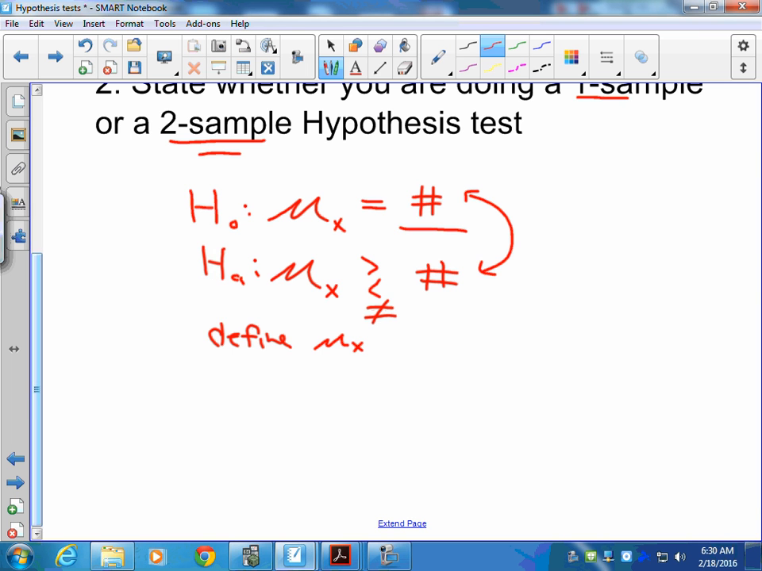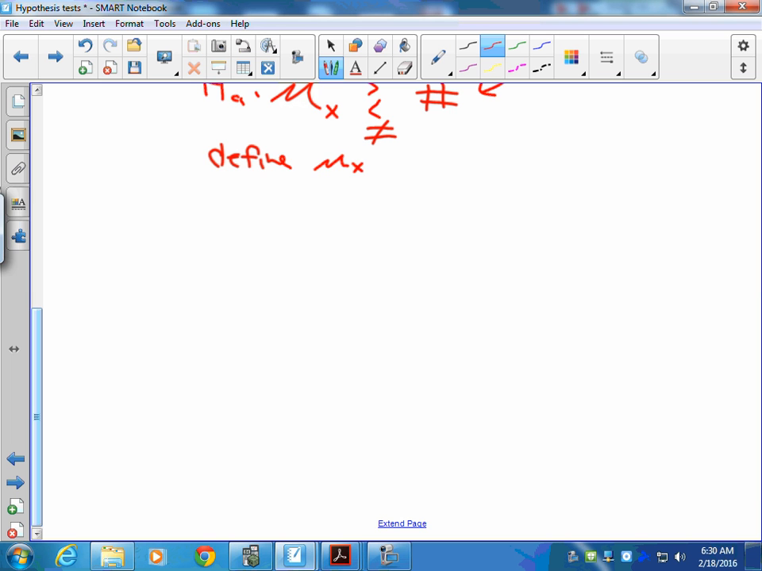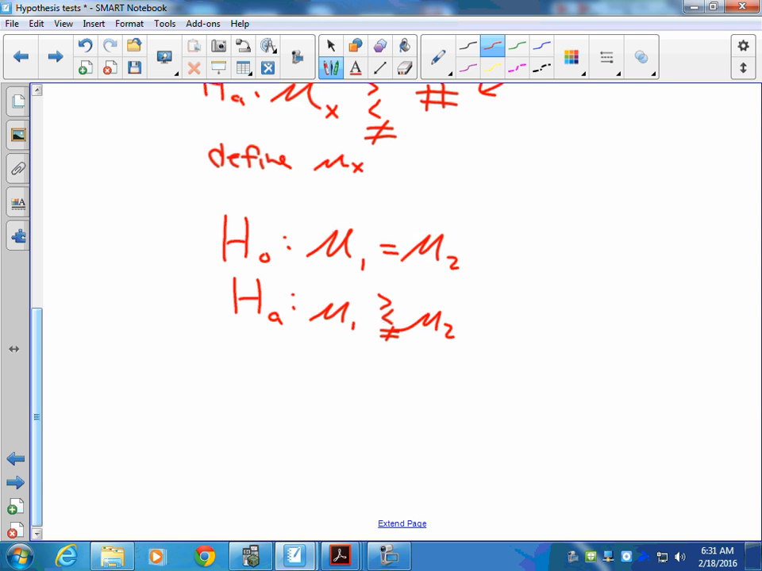If it's a two sample, you have a couple options for your null and alternative. We'll look at both of those possibilities. You can compare the two: mu1 equals mu2, and then you would have mu1 greater than, less than, not equal to mu2. So that's one option. And then you have to define both your mu1 and mu2 value.